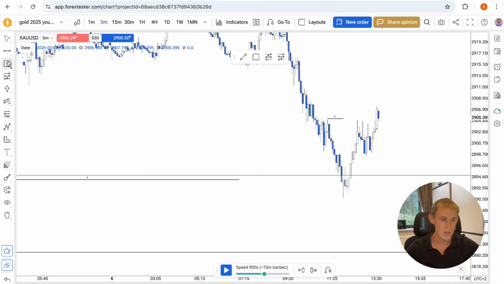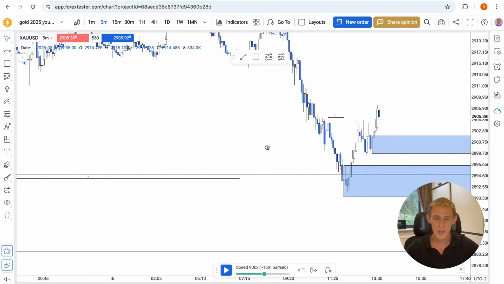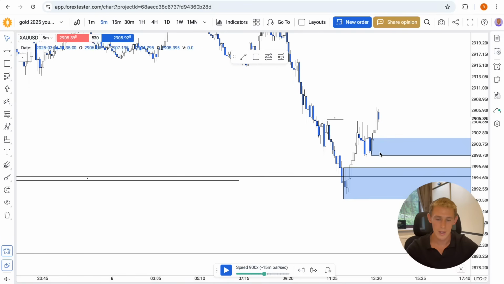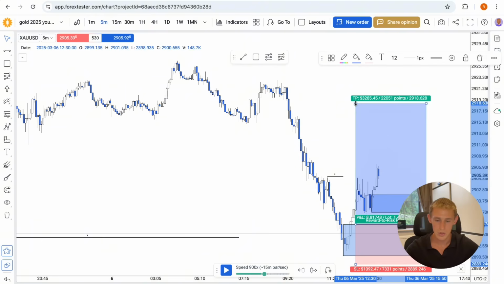Now in terms of entries on this one, we have two demand zones we can consider. We have this one, right? And then we also have this lower one just below. But in this case, because there is no liquidity above this first one, I'm going to enter on the lower one, because one thing I need to see in order to enter the trade is for some liquidity to be taken out into the POI. So in this case, this would be the trade.